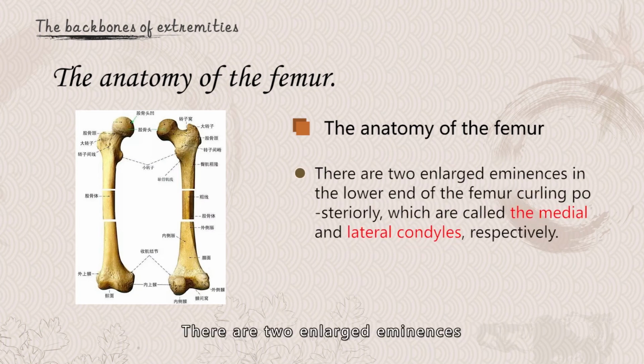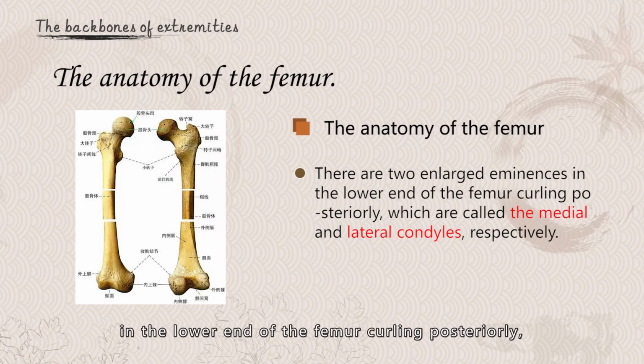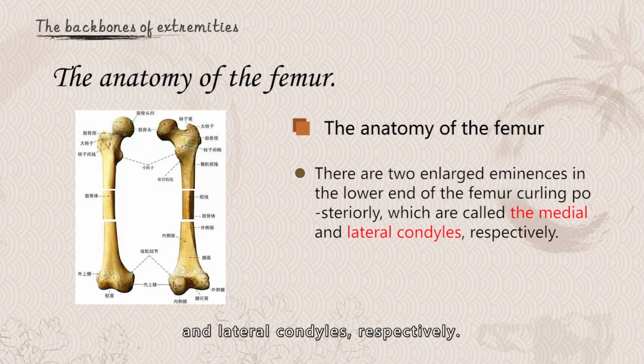There are two enlarged eminences in the lower end of the femur curling posteriorly, which are called the medial and lateral condyles respectively.